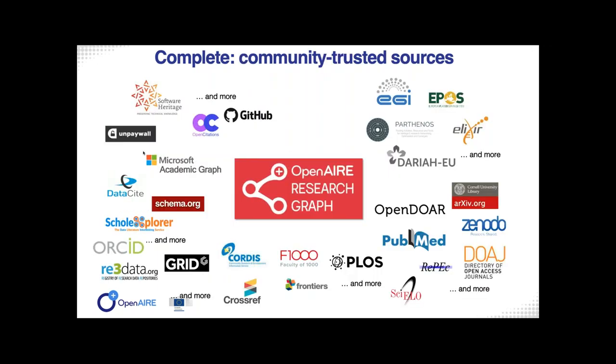This is just a glimpse of some of the 10,000 sources that we're collecting from, but consider we go from GitHub, Software Heritage, to all the registries like GRID, re3data, OpenDOAR, ORCID, to the thematic repositories, the catch-all repositories like Zenodo, B2Share, Dryad, Figshare, and so on, to the research infrastructures, which are top right in this screen.